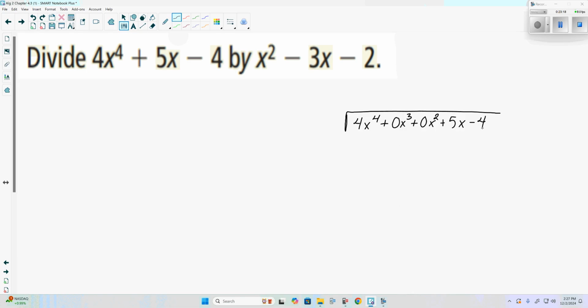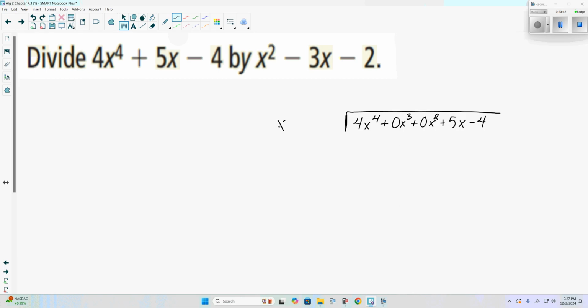So we start off with setting the problem up. We'll have our division symbol. Inside we do have 4x to the fourth. That's our first term. We need our x cubed term. Since we don't have one, we'll plug it in as 0x cubed. We don't have our x squared term, so we need a 0x squared. We do have our x term, so plus 5x. And we do have our constant term, minus 4.